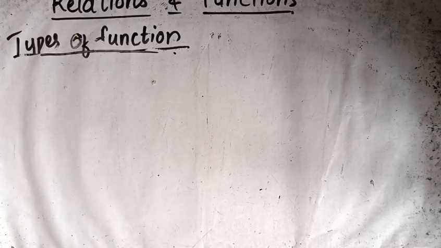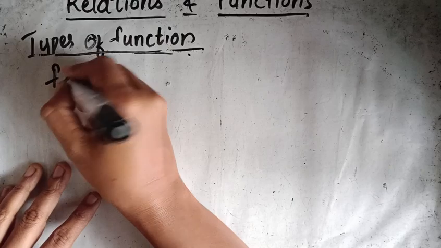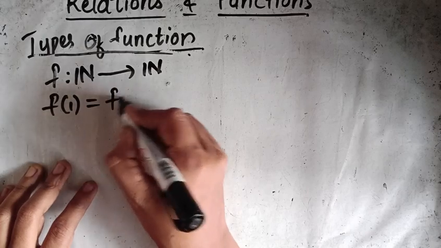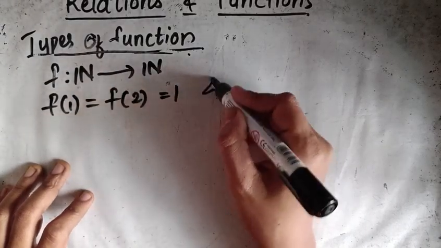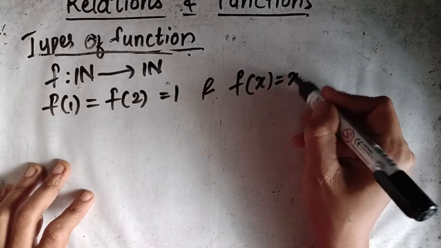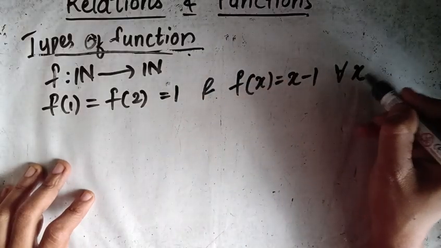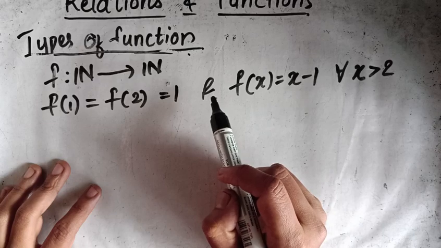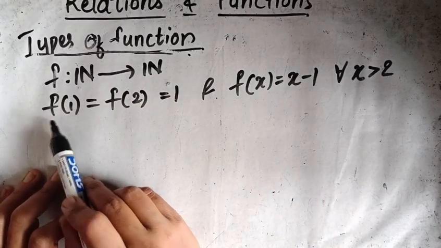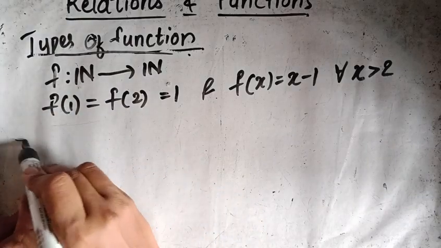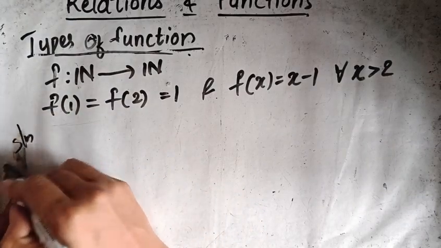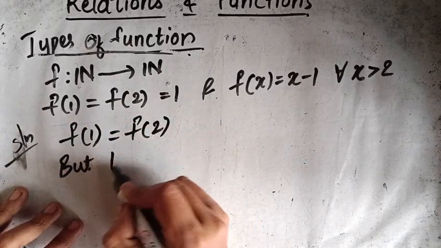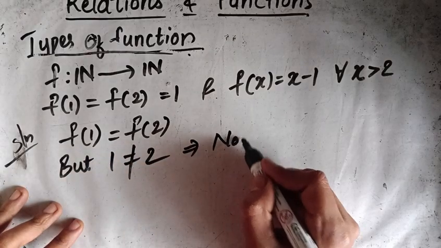Next we have example 10. It is given: show that the function from the set of natural numbers given by f of 1 equal to f of 2 equal to 1, and f of x equal to x minus 1 for every x greater than 2, is onto but not 1-1. Not 1-1 we can see from this condition: it is given that f of 1 is equal to f of 2, but 1 is not equal to 2. This shows that it is not 1-1.